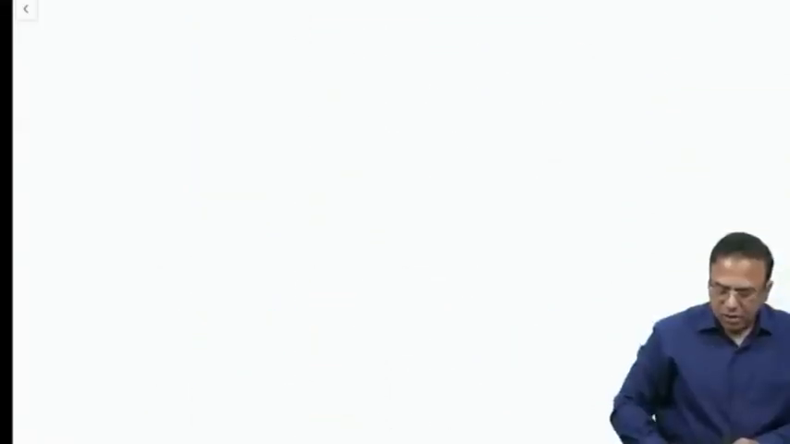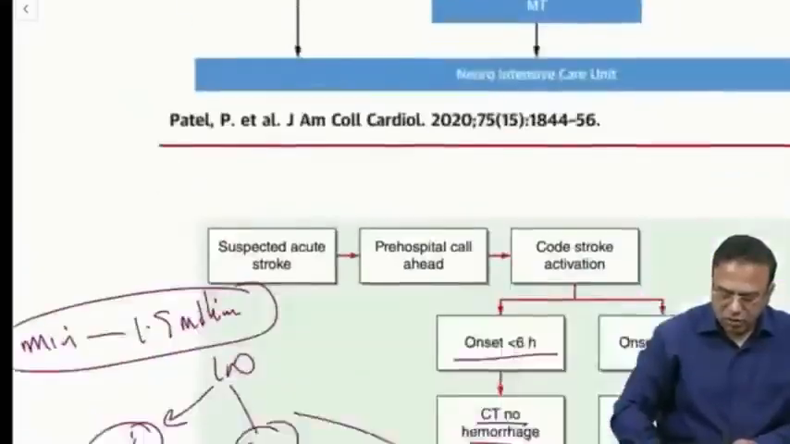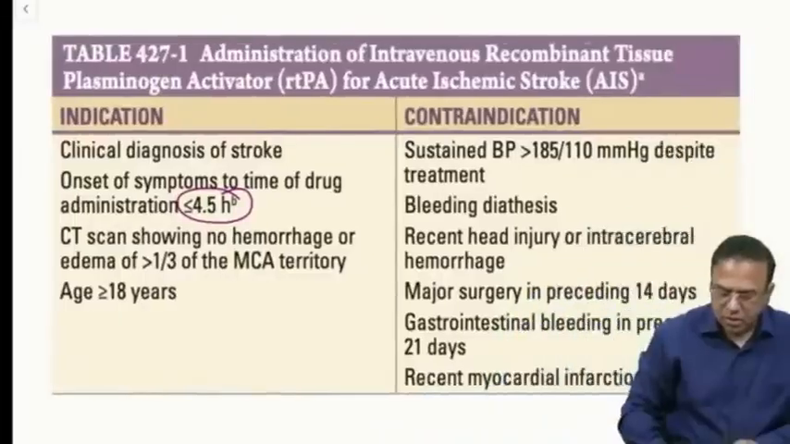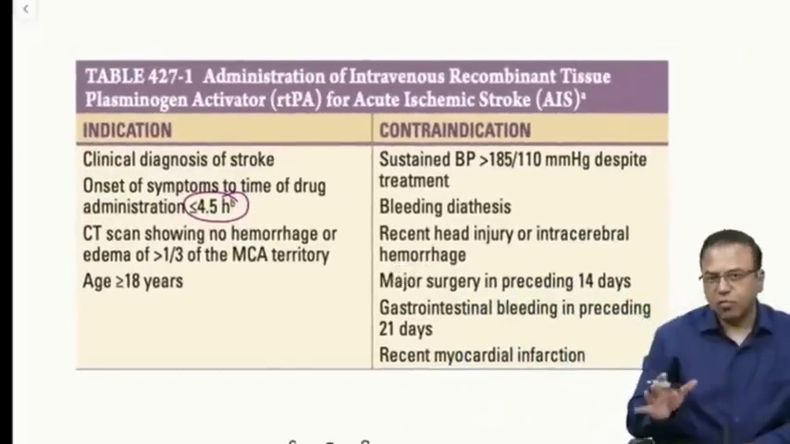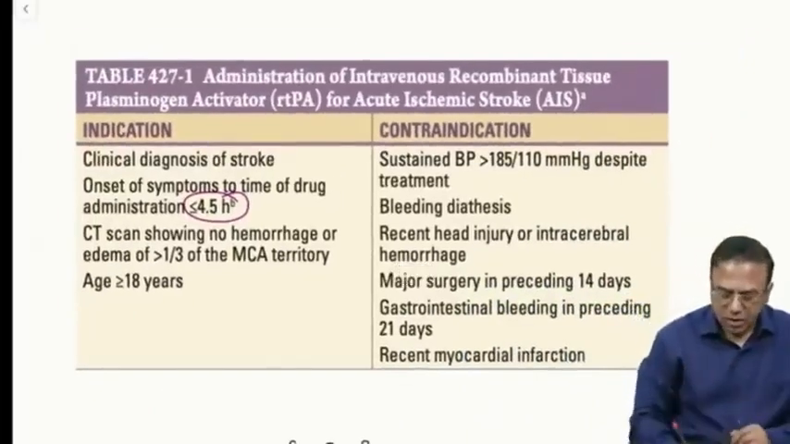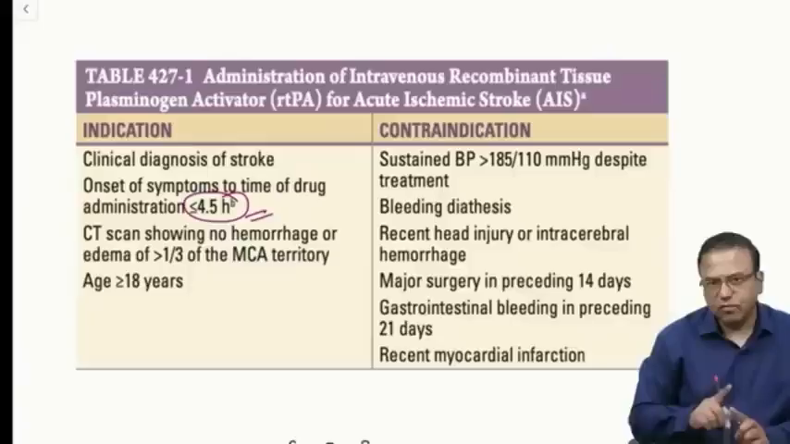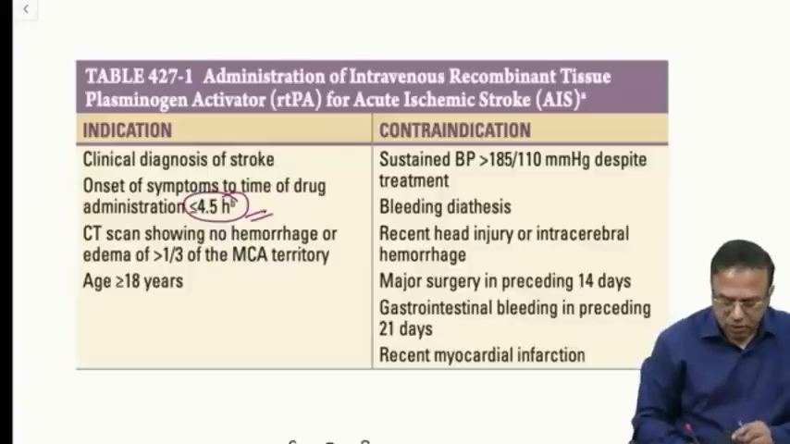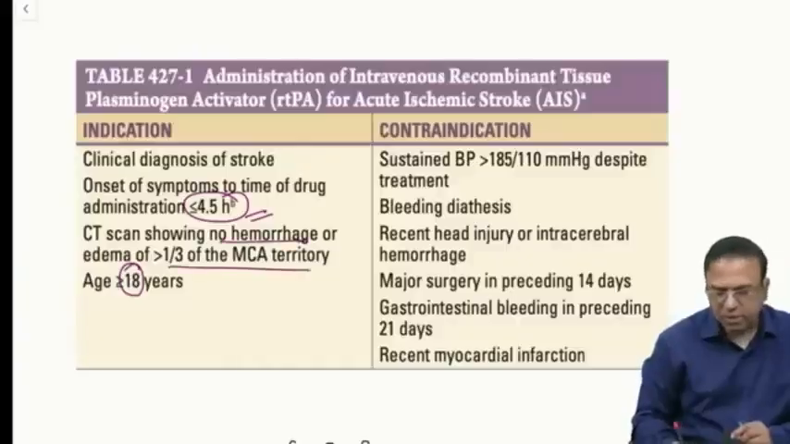So we've covered the stroke, and I think stroke is the main thing that they ask in our exam. They do ask indications and contraindications for thrombolytic, so just have an idea. Patient should come within 4.5 hours for you to give thrombolytic. Patient should be older than 18 years, and should not have hemorrhage or massive edema.